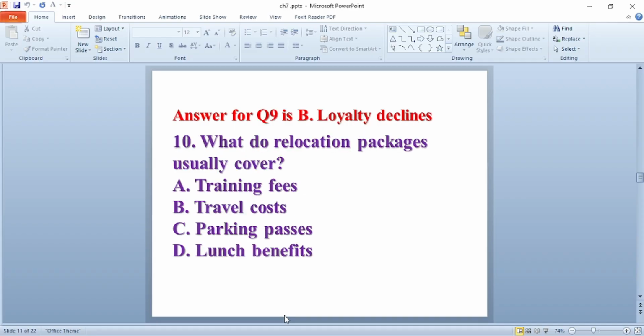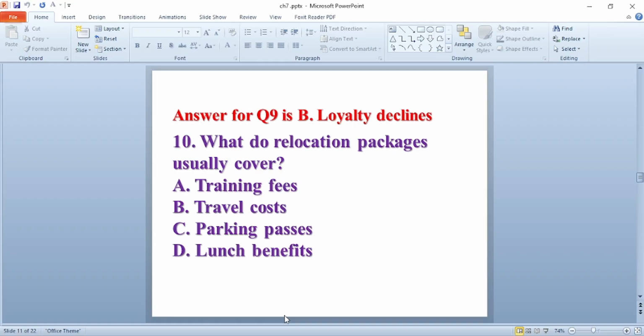Question number 10. What do relocation packages usually cover? A. Training fees. B. Travel costs. C. Parking passes. D. Lounge benefits. The answer for this question is B. Travel costs.